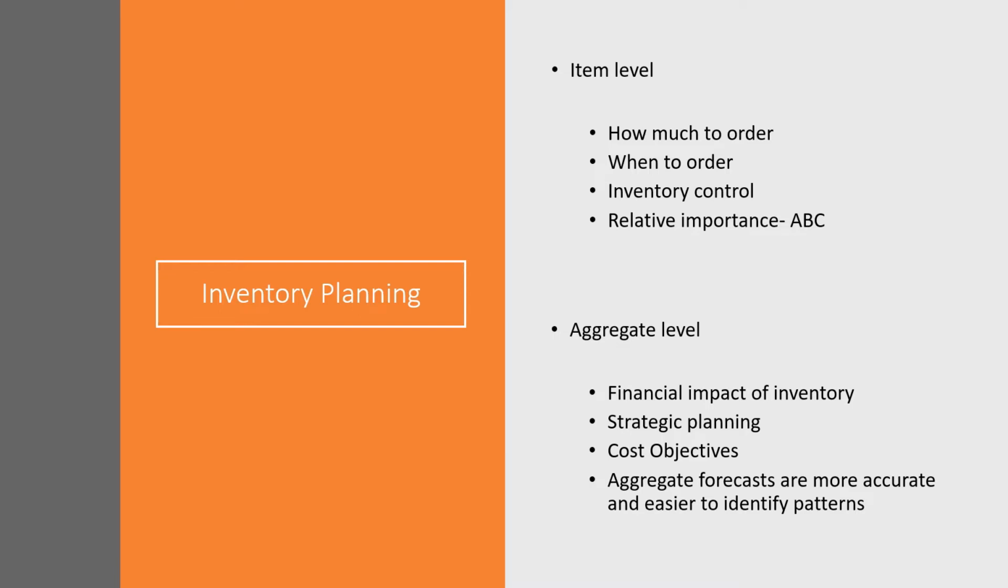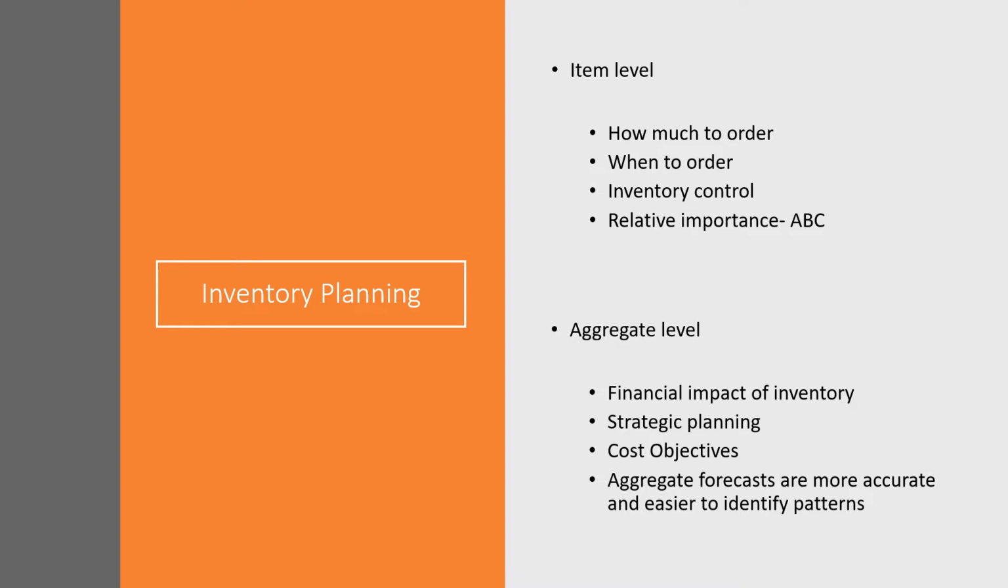Now, item level inventory planning involves how much to order, when to order. Inventory control is essentially safety stock and safety lead time, and which are my fast selling items and which are the slow selling items, so that I can plan inventory better at a store level. So, if I am managing a store, I am more concerned about each and every item and how much to order and when to order. And that is all about the item level planning.